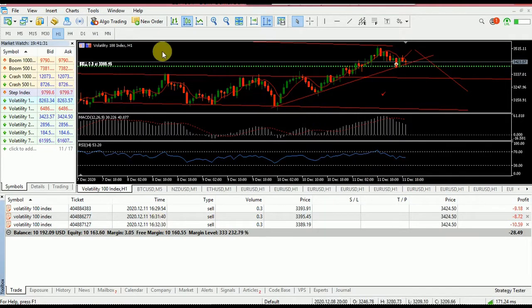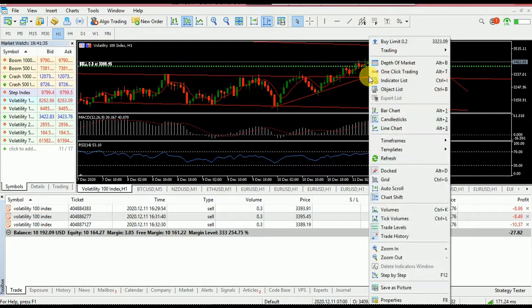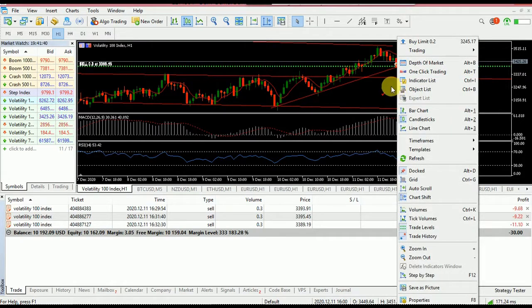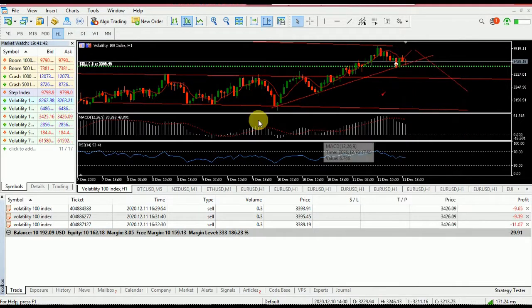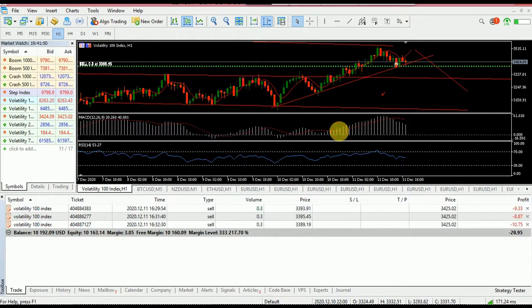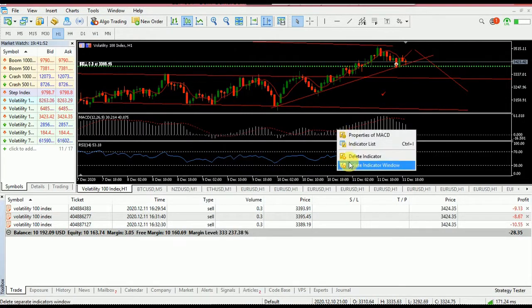At some point in time, I drew this trend line. Let me see if I can clear the entire screen in one sweep. I need this off. Delete all.